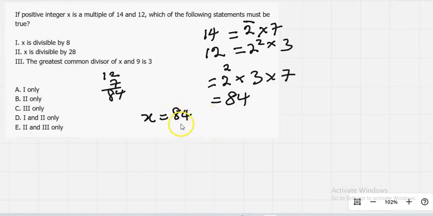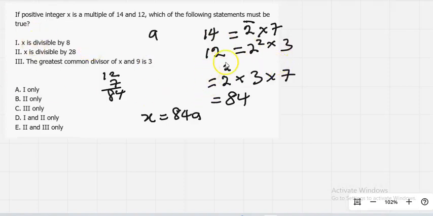Now, what is a multiple? A multiple is formed when you multiply a number by an integer. So let us multiply 84 by an integer. Since we don't know what the integer is, let's say the integer is a. So 84 times a, which is 84a, becomes the value of x.